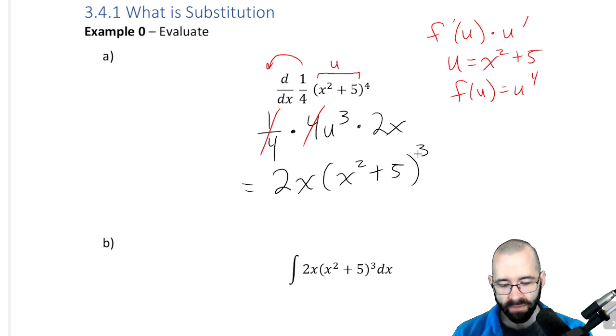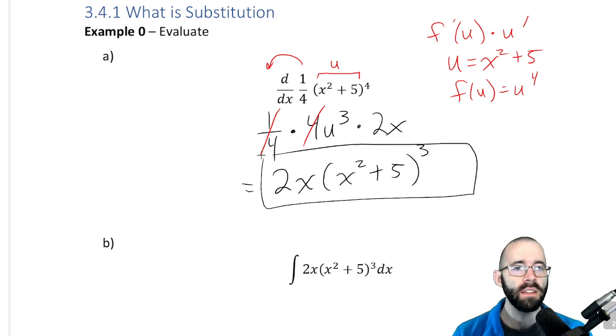That was the chain rule. Ta-da! We did it. That's the derivative. That's chapter 2. That's the chain rule.